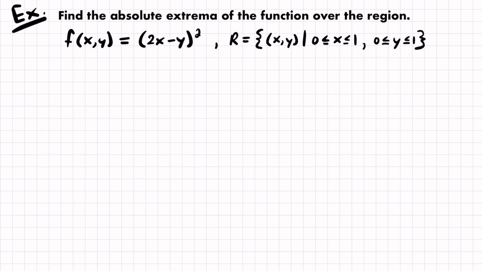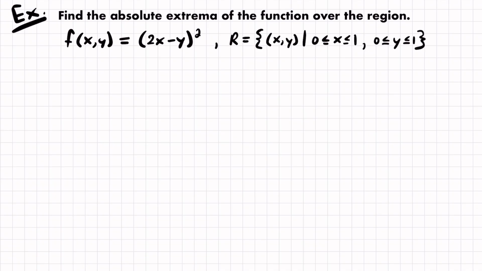And once we have them, we will compare their z-values. And the point with the smallest z-value will be the absolute minimum. And the point with the highest z-value will be the absolute maximum. Okay, but what I recommend that we do first is draw a graph of the region that we're working with. So let's do that here.